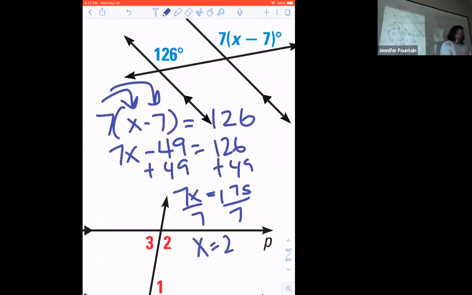So x equals 25. Do you see where you made your mistake? Yes, I forgot to set it equal to 126. I just wrote 7 and then distributed. Okay.